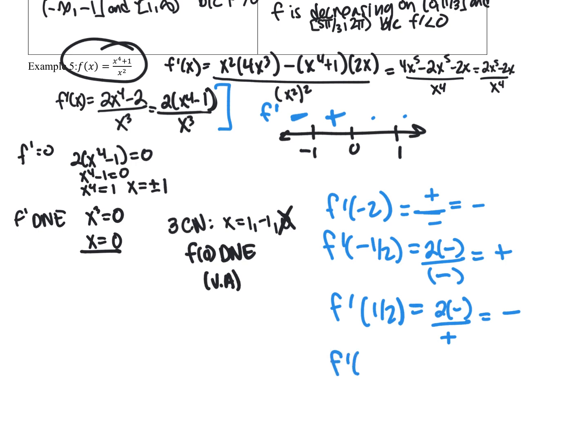And then f prime of something bigger than 1. Oh, so negative here. Something bigger than 1 will be 2. And when we raise 2 to the 4th power, subtract 1, that'll definitely be a positive times 2, and then x cubed in the bottom will be a positive. So now we'll have a positive number.